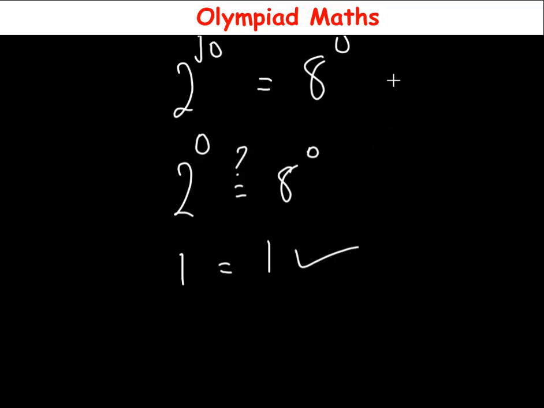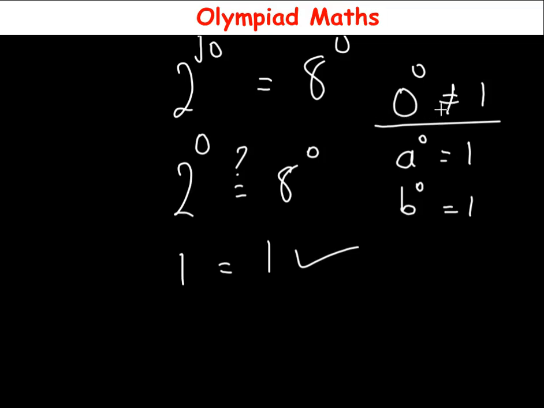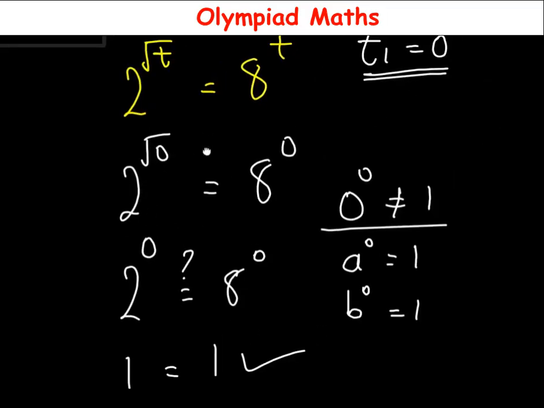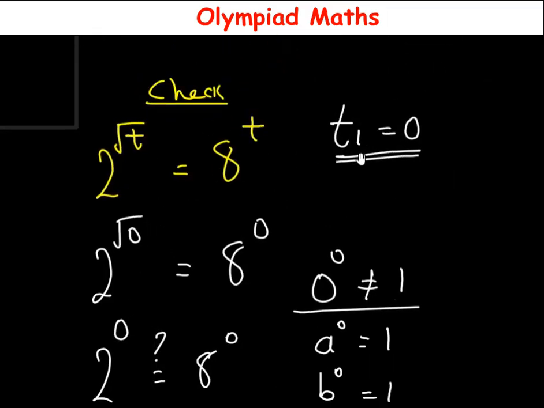Now take note that any number raised to power 0 is equal to 1 except 0. If you have 0 raised to power 0, it is not equal to 1. But if you have a raised to power 0, it is equal to 1. If you have b raised to power 0, it is equal to 1. The only exception is 0 raised to power 0. It is not equal to 1. Now, we have confirmed that the value of t1 as 0 is the correct solution.